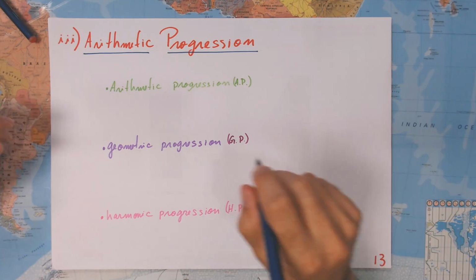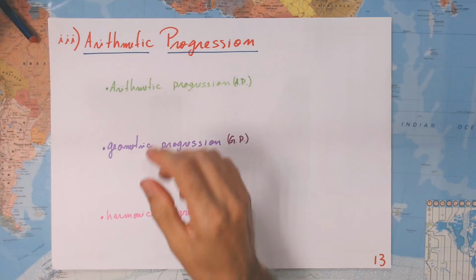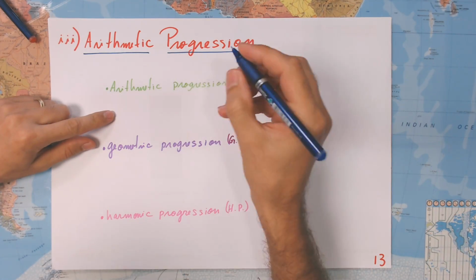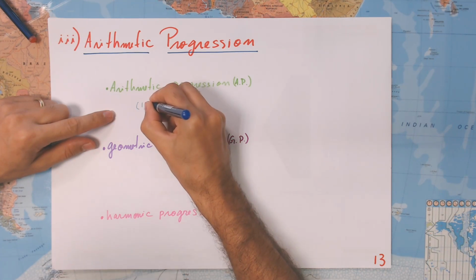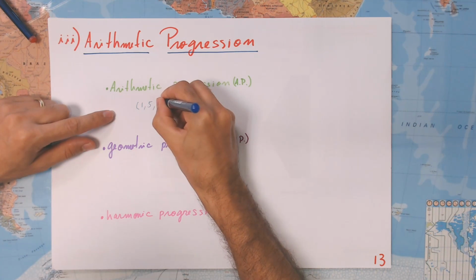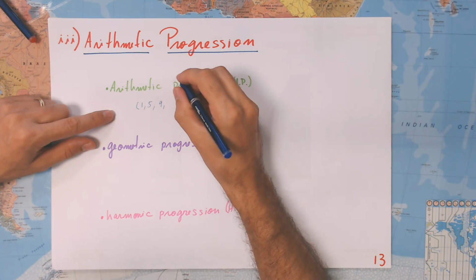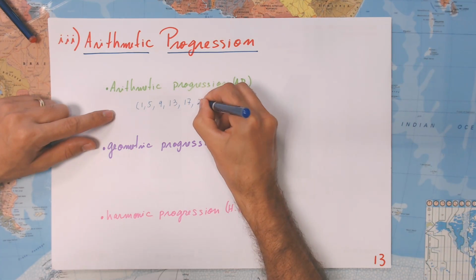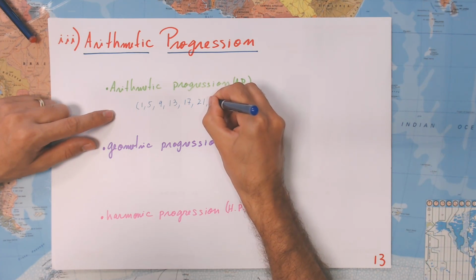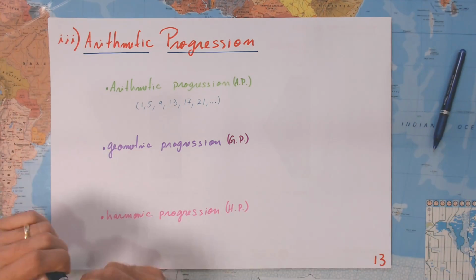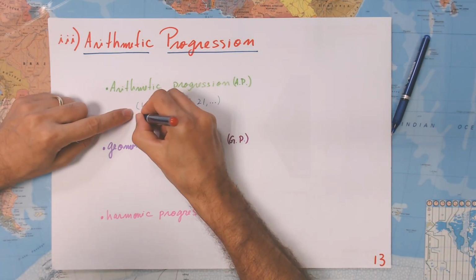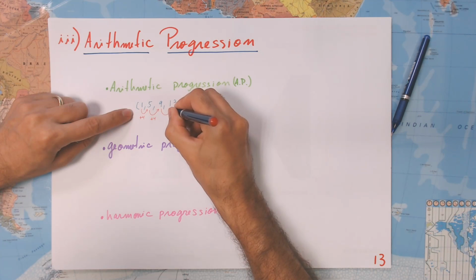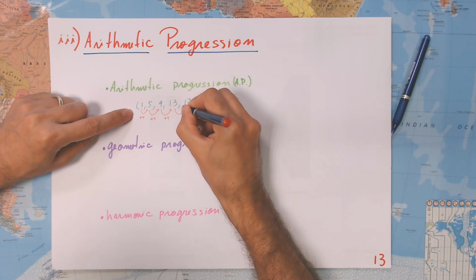Well, arithmetic progression is the easiest one. That's the one you're going to study. And it could be a sequence like this: 1, 5, 9. I'm just adding 4, okay? 13, 17, 21, and so on. And what I want you to notice is this: we're just adding 4. And this is the basic of arithmetic progression. We are just adding 4.